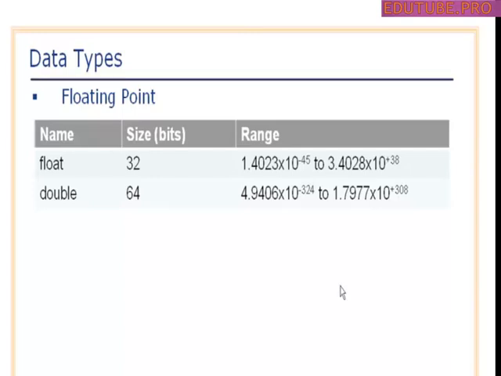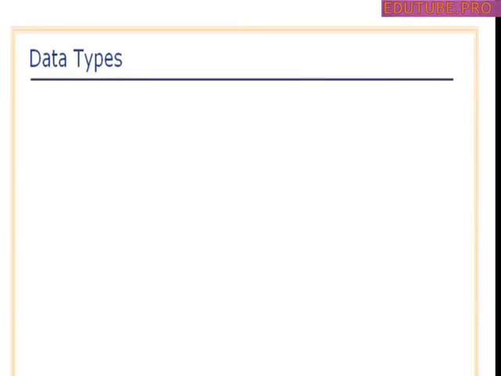The double is 64 bits in size. It goes from 4.9406 times 10 to the negative 324th power to 1.7977 times 10 to the 308th power. Now, how big of a number is that? And that's our two choices, float or double.